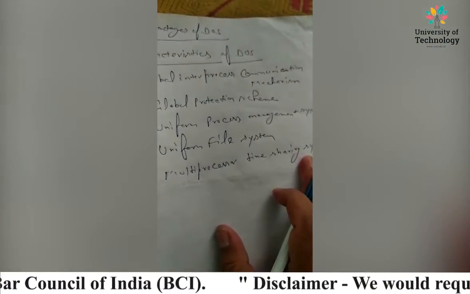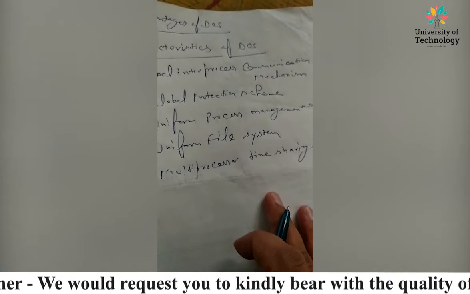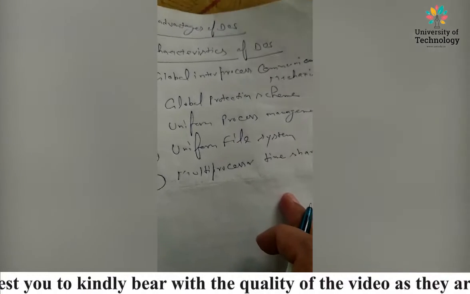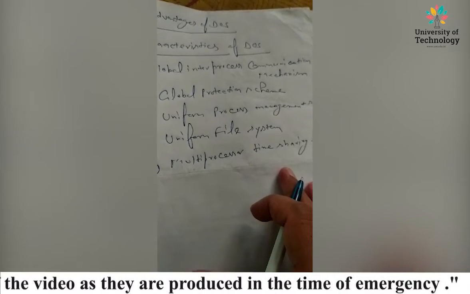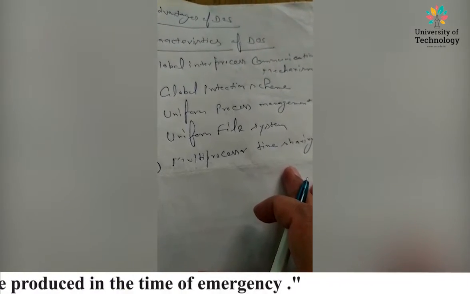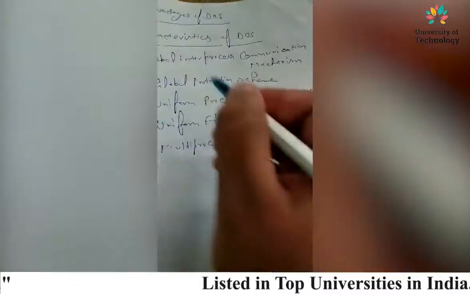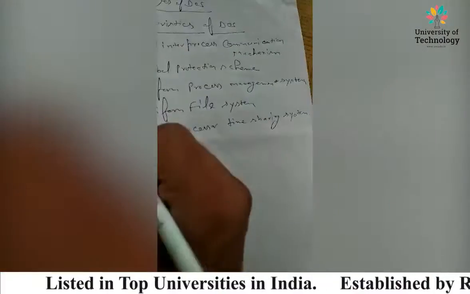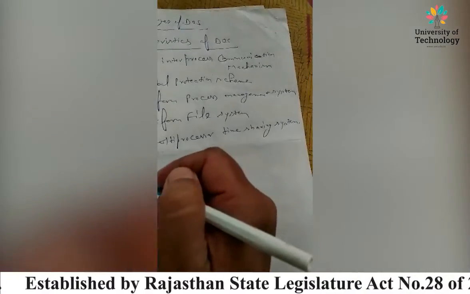These are the characteristics of distributed operating system. First, global interprocess communication mechanism. Second, global protection scheme. Third, uniform process management system. Fourth, uniform file system. Fifth, multiprocessor time sharing system.